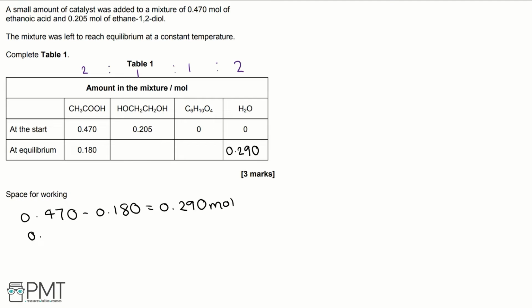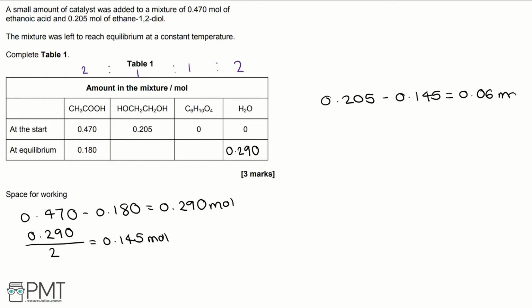Then, because we've got the 1, we need to divide this by 2. So if we did 0.290 divided by 2, we get 0.145 moles. So we want this as our difference. So for our ethane 1,2-diol, we need to do 0.205 minus 0.145. And that's going to equal 0.06 moles, which we can then write in the table under equilibrium.